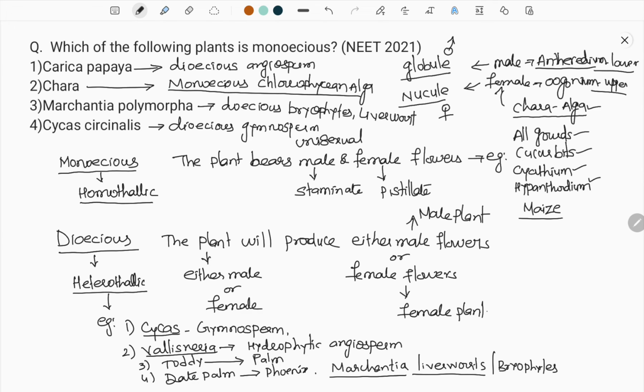As I gave you the example, here male is called antheridium, globule, female is called oogonium, nucule. And Marchantia is a dioecious bryophyte, otherwise called liverwort, where antheridia and archegonia arise on different gametophytes. Cycas revoluta is a dioecious gymnosperm, it's also a palm. So the question is, what is monoecious? Other than the second option, Chara, the remaining are all dioecious. So the right answer here is Chara.